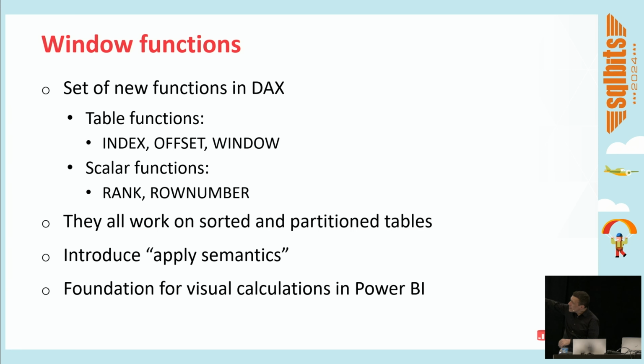So these are the table functions that we will see. Index, offset, window are table functions. The goal is to return tables. Then we have scalar functions, functions that return just a value, in this particular case, a number. A common element of the window functions is that they work on tables, and these tables can have a sort order and can be partitioned. So they could have internal grouping that are used for certain logics.